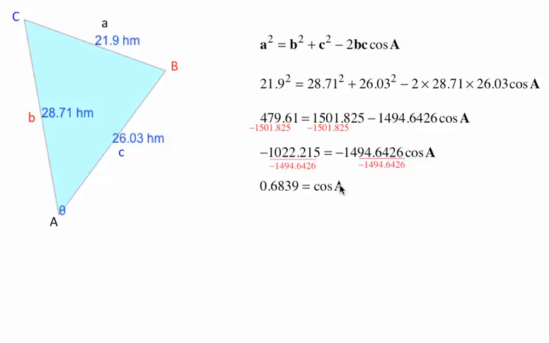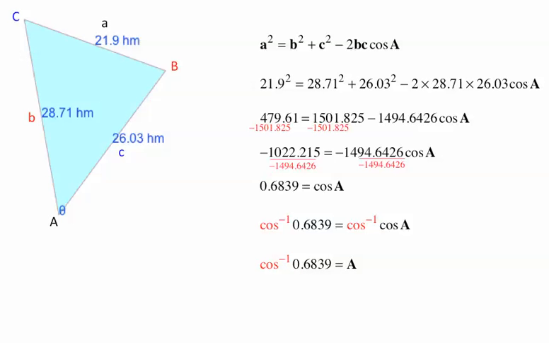I want to figure out what A is, so to get rid of this cosine, I'm going to take the inverse cosine of both sides. So the inverse cosine of this number, 0.6839, is equal to the inverse cosine of A. Now the inverse cosine of A is just A. So we have the inverse cosine of 0.6839 is A.